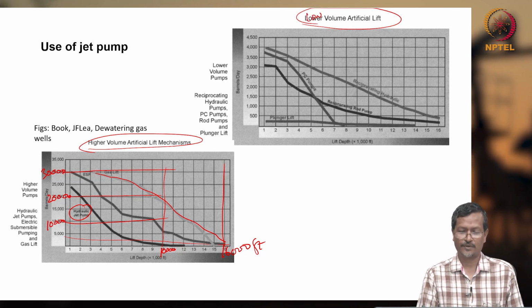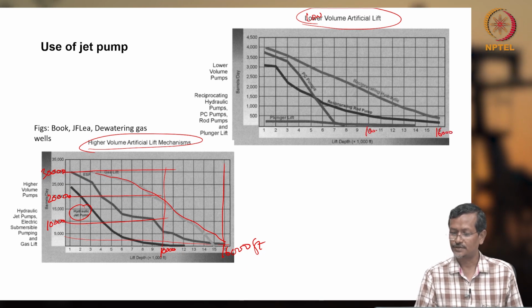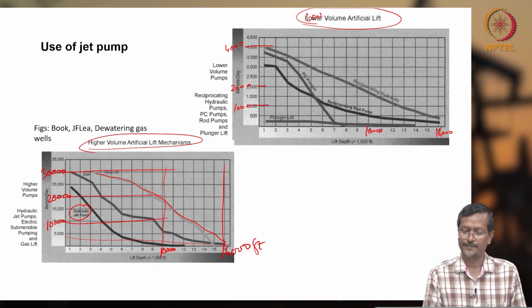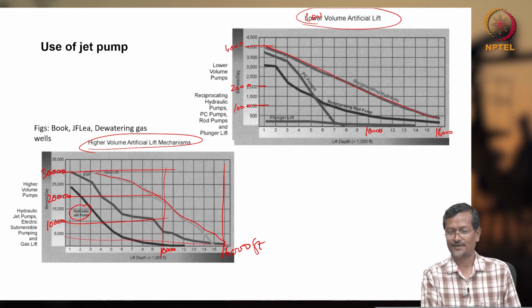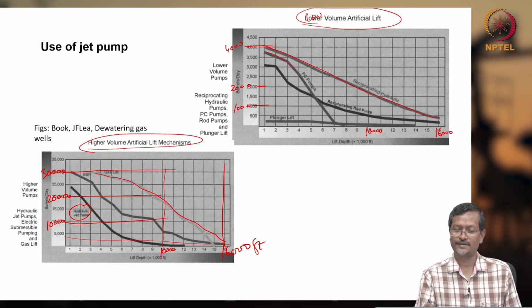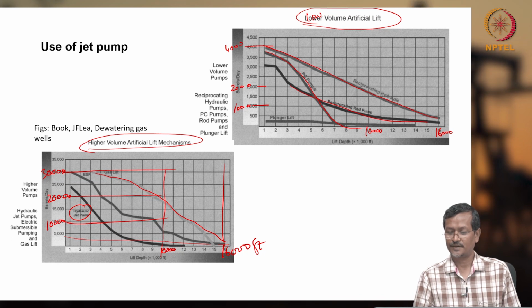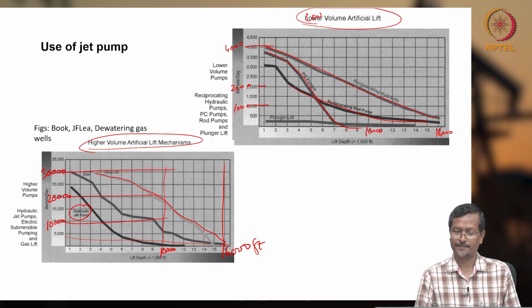Okay, so low volume, how will this work? This is 16,000. This is 10,000. This is 4,000. 2,000. This is 1,000. Okay. You can see this reciprocating hydraulic pump is having actually a higher option. PCP is having lower than that reciprocating engine pump. Okay, reciprocating rod pump also has a little bit higher for larger fluid depth. Plunger lift is having the lowest volume flow rate.